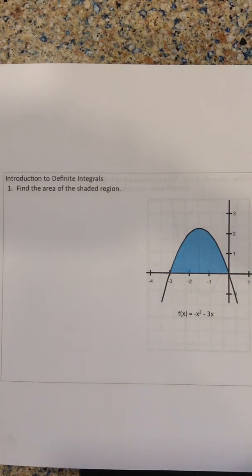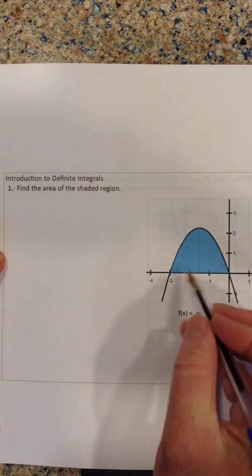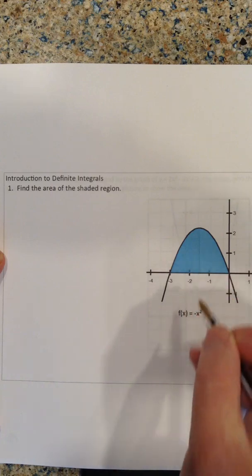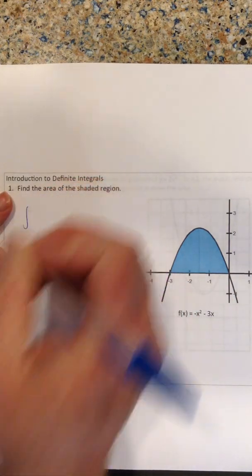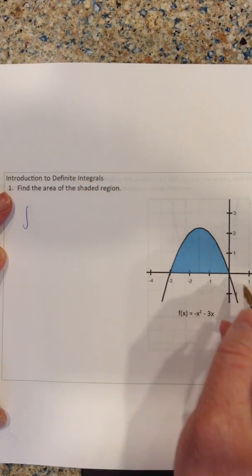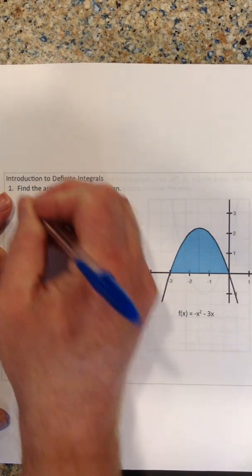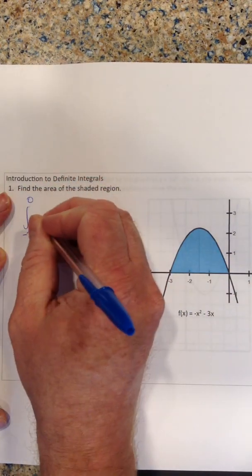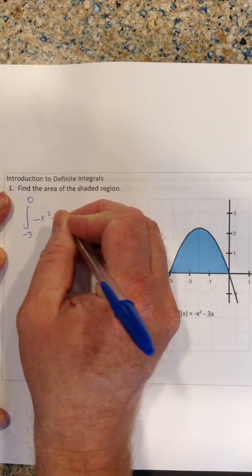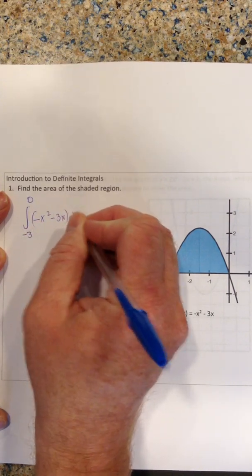Introduction to definite integrals. The purpose of an integral is to find the accumulated area between the curve and the x-axis. So there's my shaded region there. I'm going to set up an integral, and it goes from -3 to 0 of negative x squared minus 3x dx.